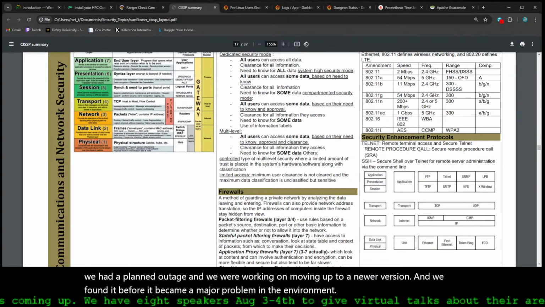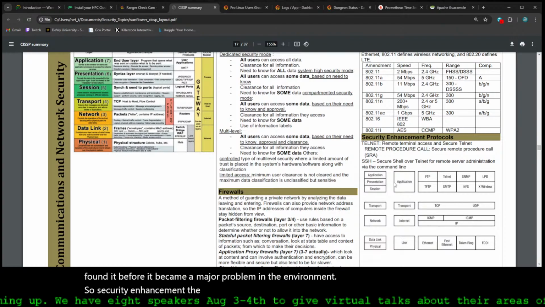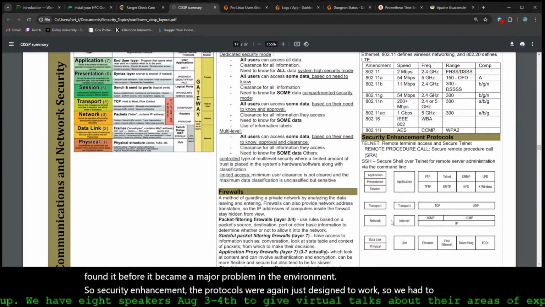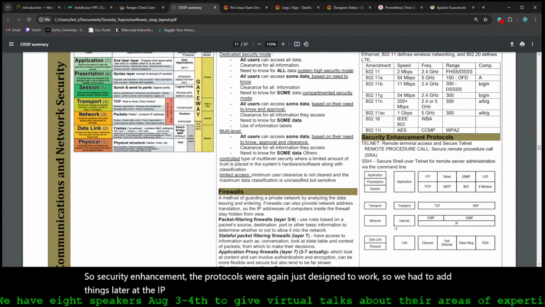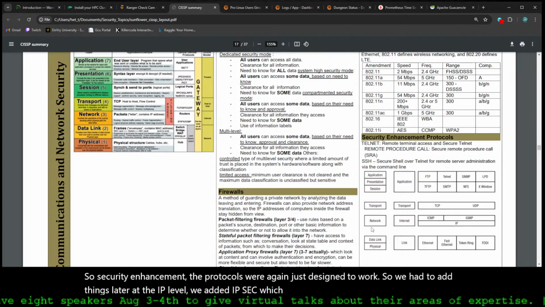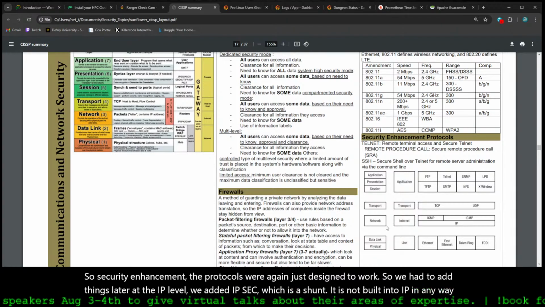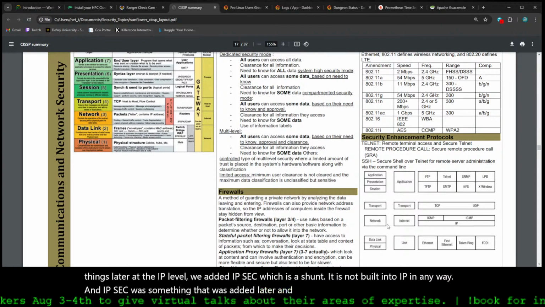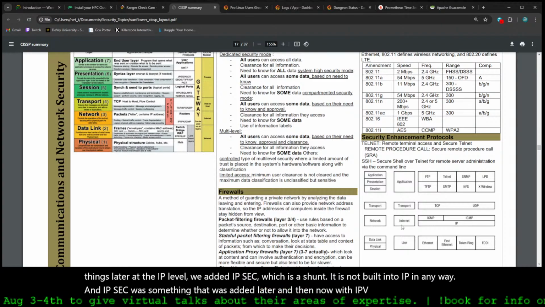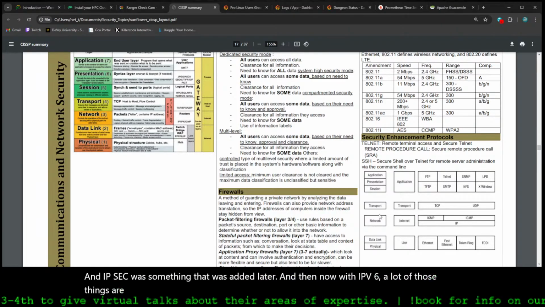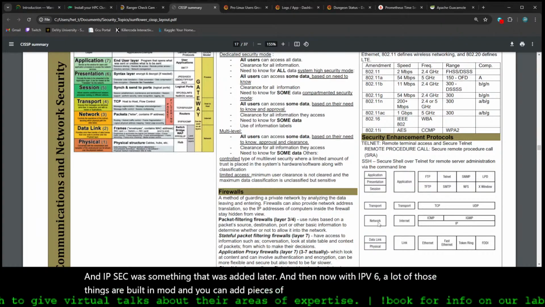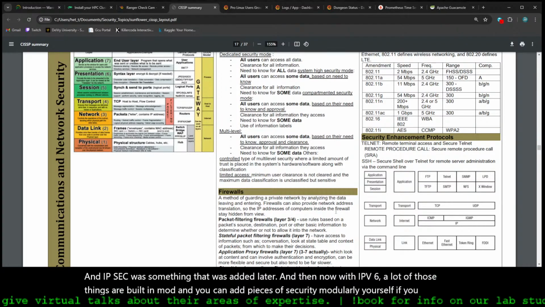So, security enhancement: the protocols were, again, just designed to work, so we had to add things later. At the IP level, we added IPsec, which is a shunt. It is not built into IP in any way, and IPsec was something that was added later. With IPv6, a lot of those things are built in, and you can add pieces of security modularly yourself if you want, right? It's based on the protocol.